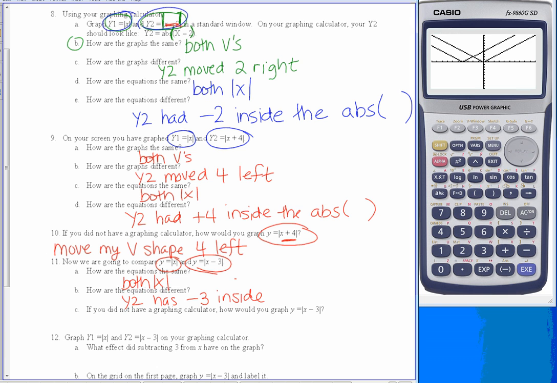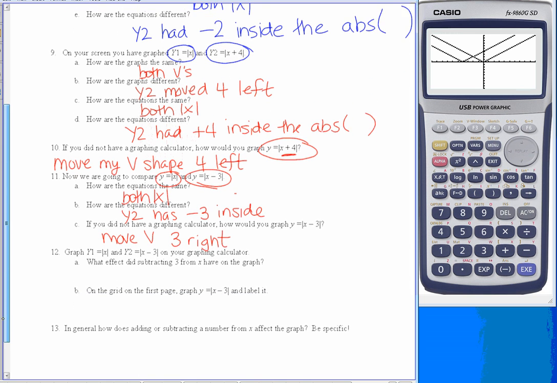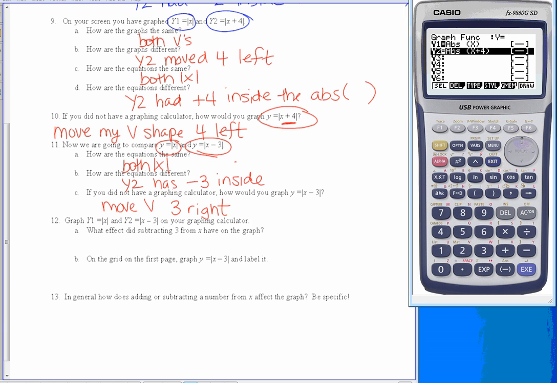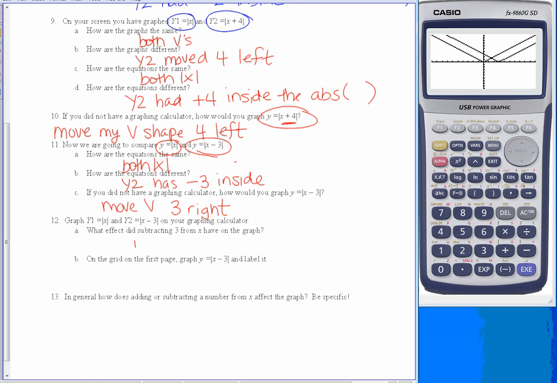So how do we think we're going to graph this thing? Well, I think we're going to move the V shape 3 to the right, because it seems like the inside's doing the opposite of what I think it's going to do. Let's scroll down. It's asking us to graph this on our calculator just to confirm. I'm going to go over to the end again, back up. I'm doing the absolute value of x minus 3, and you can see it moved 3 to the right. So what effect did subtracting 3 from x have on the graph? It moved 3 right, just like I thought.